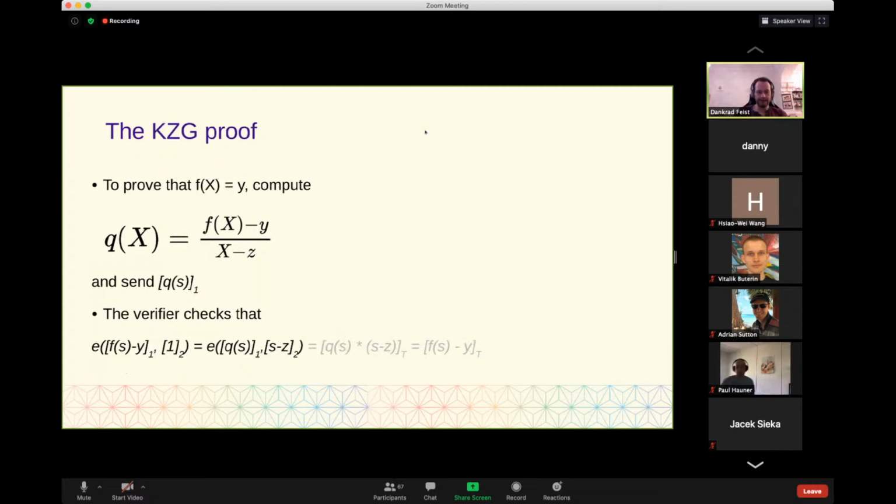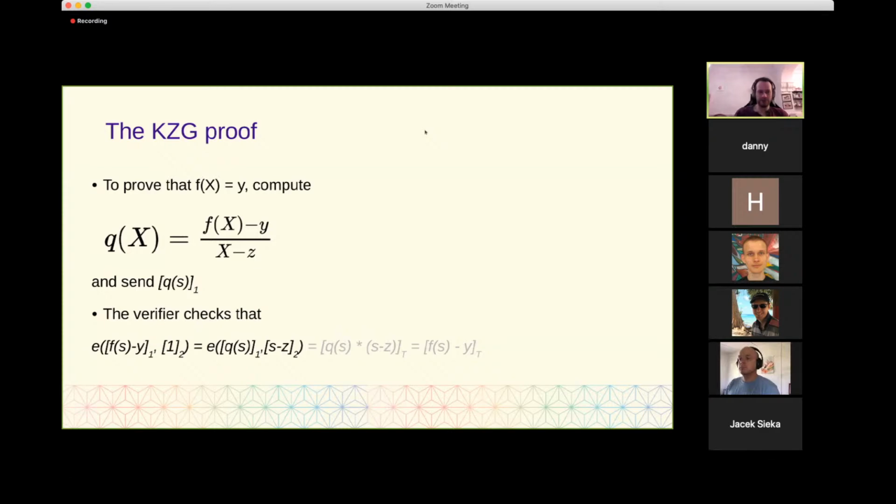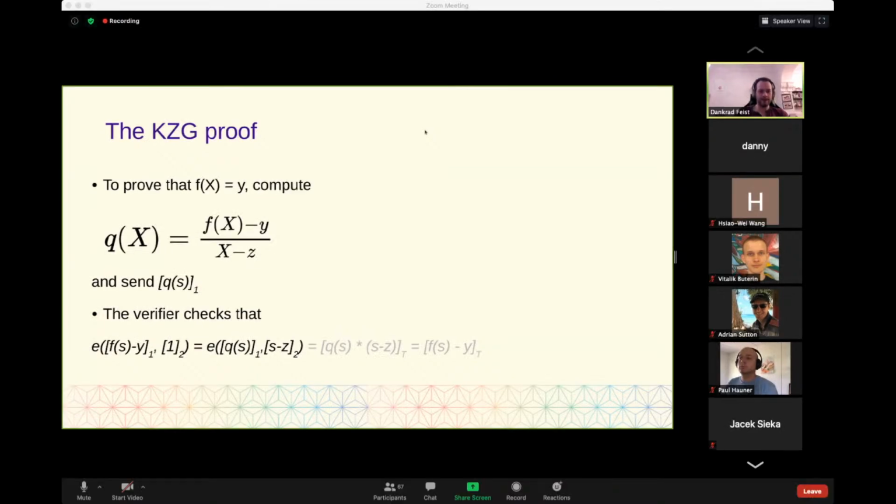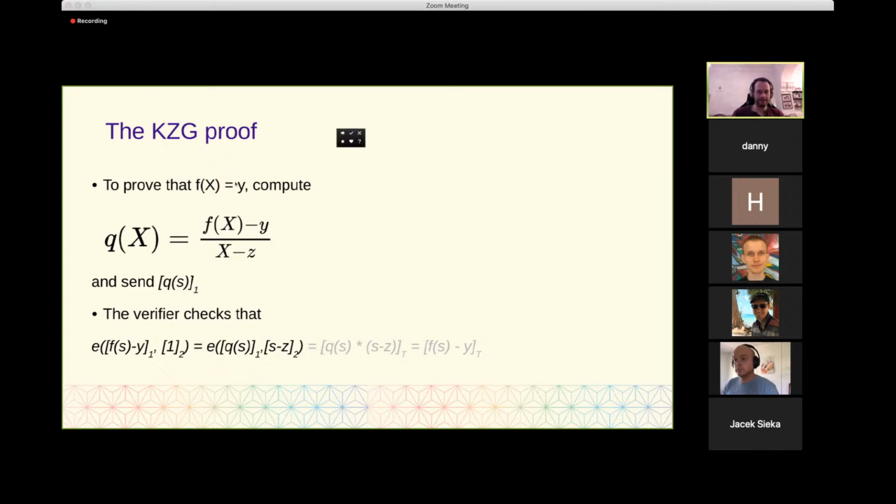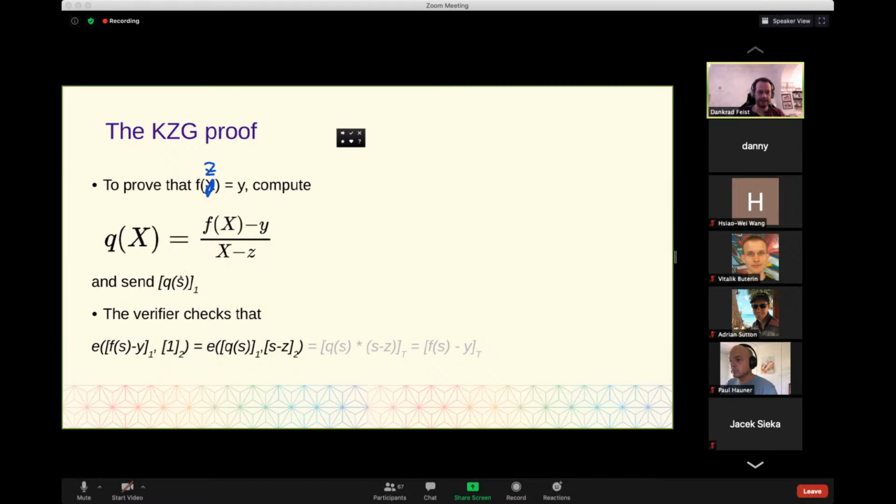Cool, and that's how we get to the KZG proof. So if we want to prove that f of z equals y, then we compute this quotient q of x, f of x minus y divided by x minus z, which is a polynomial, as if we are an honest prover that wants to compute an honest proof. So we know this is a polynomial, and so we compute this quotient, and then we send the commitment to that quotient.